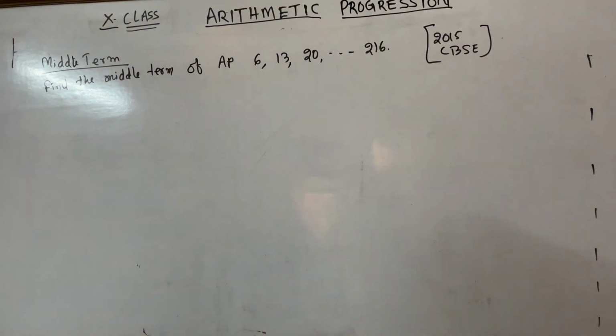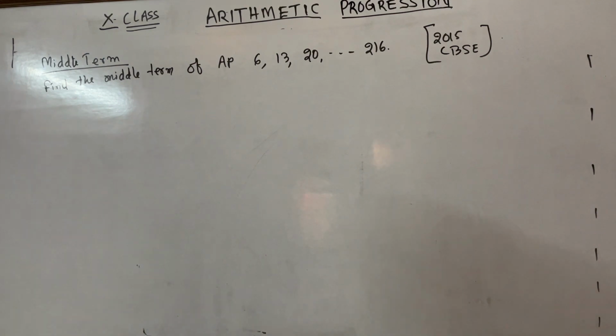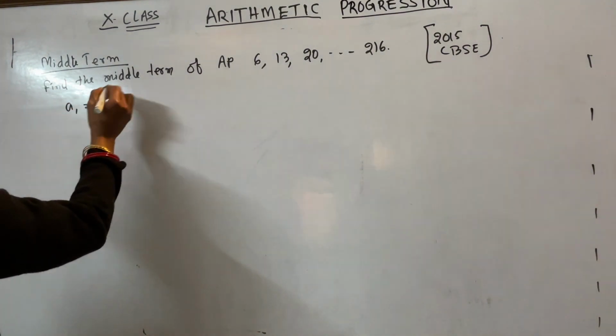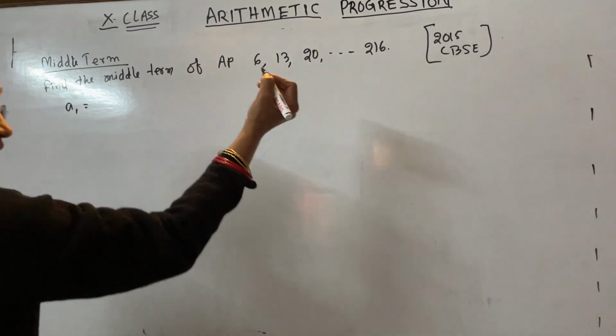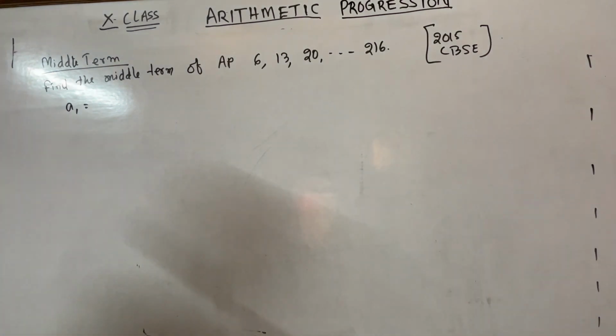Whether the terms are even or odd, first we have to find out. So find the middle term. For that we have to find the number of terms, isn't it? So how many terms are there? That means we have to find n.